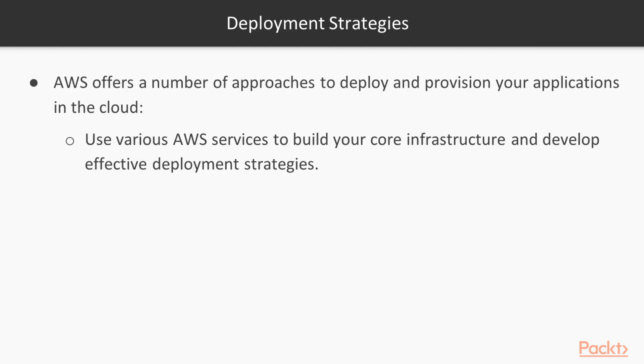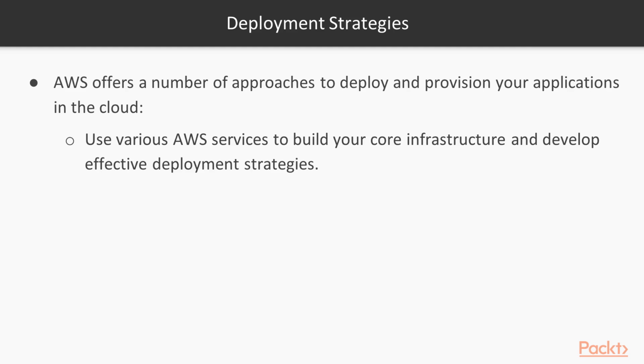Now, you can use various AWS services to build your core infrastructure and then develop the effective deployment strategies that you need to design and deploy your solutions. You can utilize VPCs, for example, to build a highly secure network for hosting your applications. You can utilize EC2 instances on which you can deploy your application. You can use several database services, RDS, DynamoDB, Redshift, in order to provision the database layer of your applications.